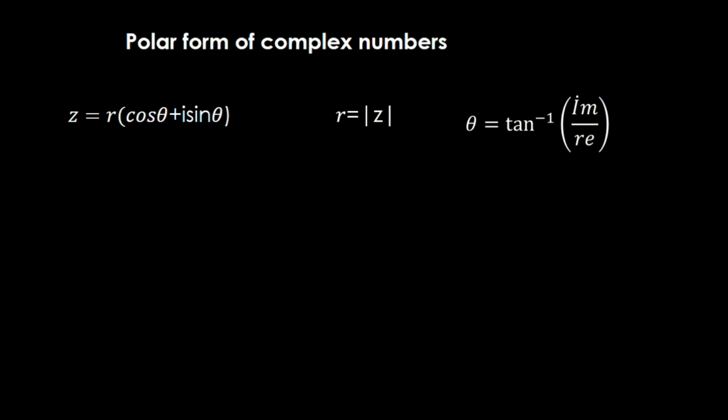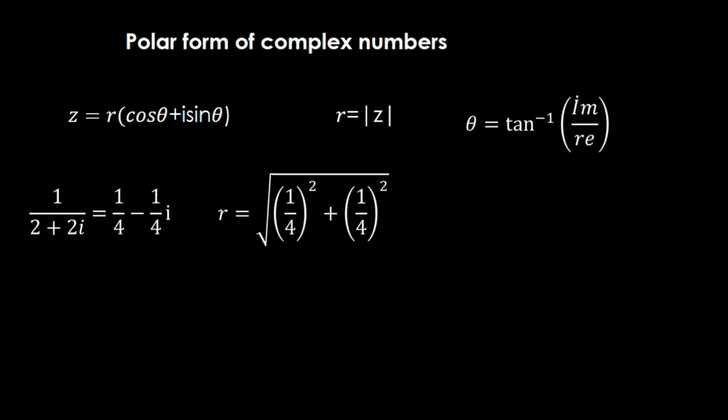Let's proceed to another part of an example, that is this one. As earlier, we simplified to have 1/4 minus 1/4 i. Proceeding from here, we have to find r, that is the square root of (1/4) squared plus (1/4) squared, because squaring a negative gives a positive. Simplifying this, and for theta, theta is equal to tan inverse of negative 1/4 all over 1/4, that is tan inverse of negative 1. And tan inverse of negative 1 is negative pi on 4.